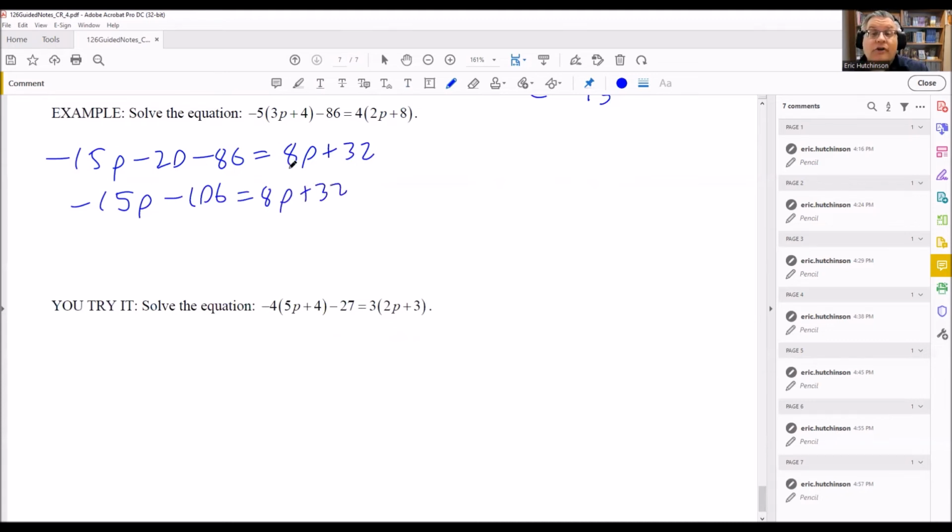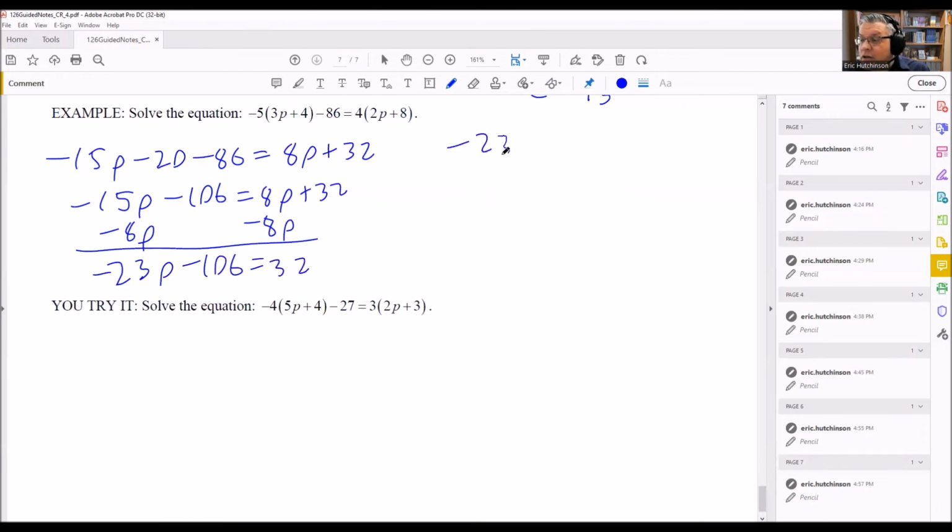Now we want to get all the variables on one side of the equation. I want to move the p's over to the left-hand side. So I'm going to subtract this on both sides. Subtract both 8p on both sides there. -15 minus 8 is -23. Minus 106 equals positive 32. Let's rewrite that here.